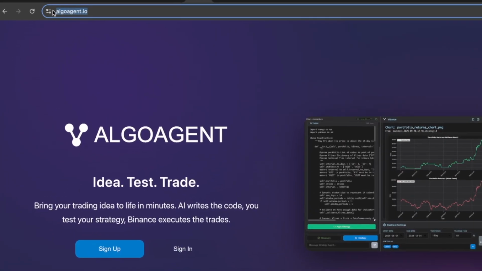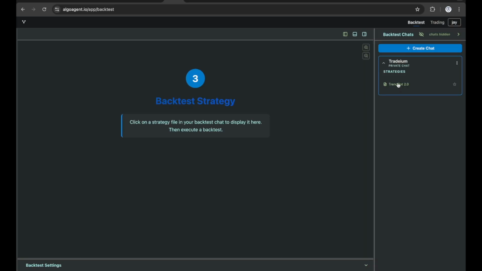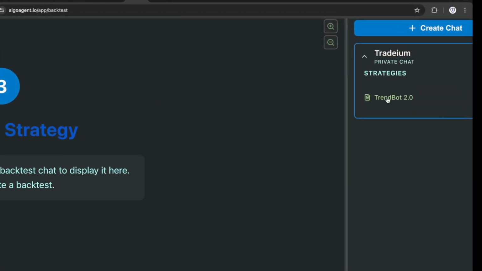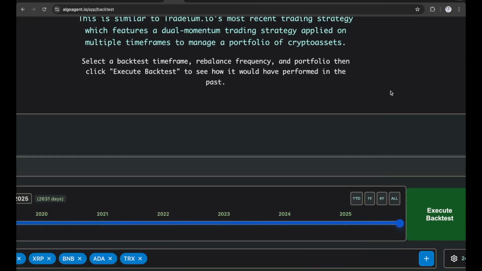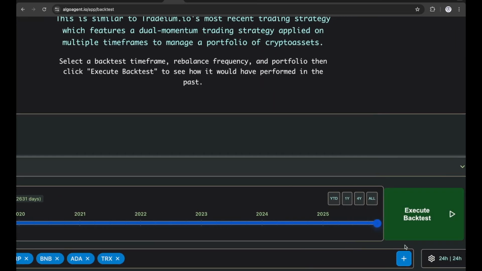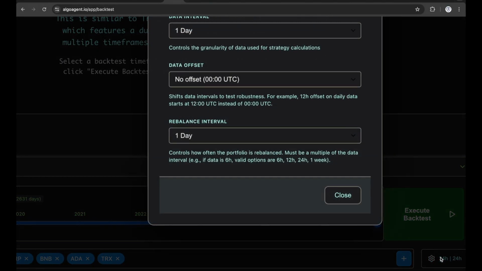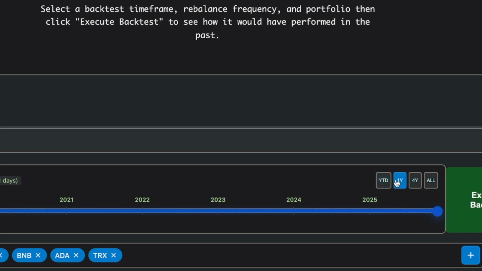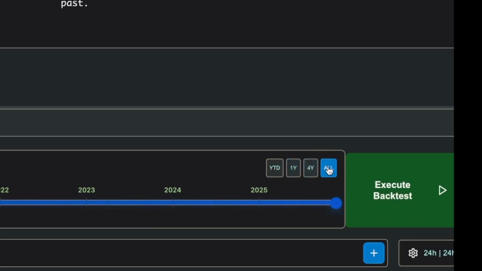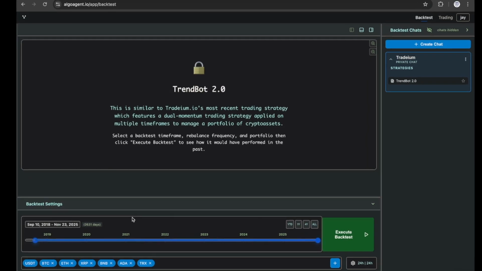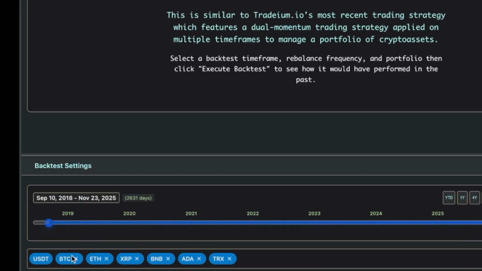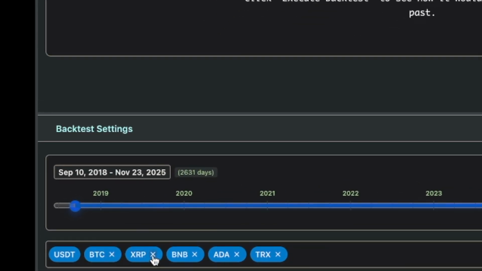Let's go to AlgoAgent.io, sign in. When you first sign in, you will see a page like this, then click TrendBot 2.0. At the bottom here, you can click different coins and the advanced settings are here. And here you can select the time frame that you want to backtest. 1 year, 4 years, we'll just do all. To start, we will just backtest with Bitcoin to see the behavior.